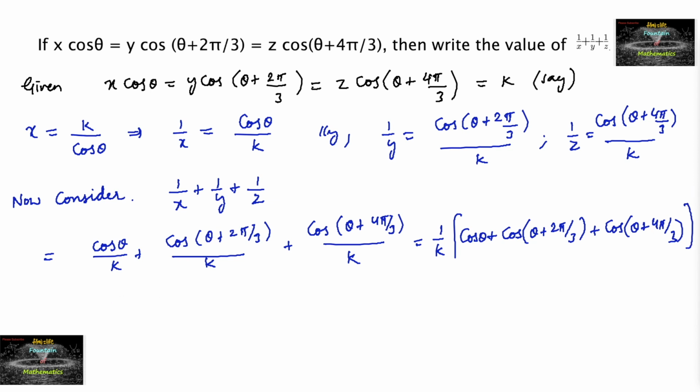And since we know that cos x plus cos y is equal to 2 cos of x plus y by 2 into cos of x minus y by 2. Sorry, cos x plus cos y is equal to 2 cos x plus y by 2 cos x minus y by 2.